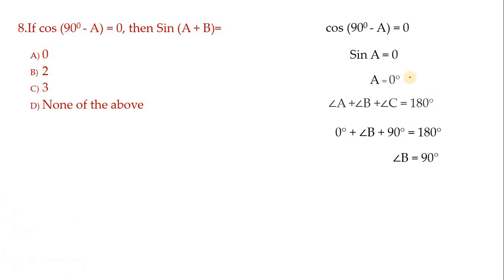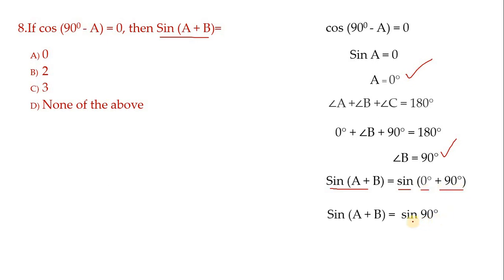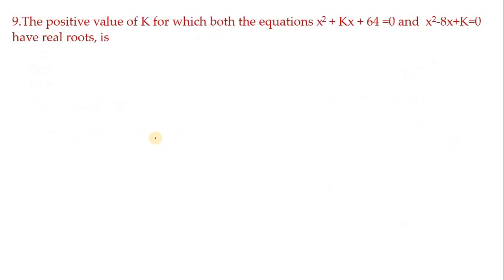Now we have the A value and the B value. Now let us substitute in this. So sin of A plus B is equal to, sin is as it is, the A value is 0 degree and the B value is 90 degree. So 0 degree plus 90 degree is 90 degree itself. So the sin 90 degree value is 1. So hence sin of A plus B is equal to 1. But in our options there is no 1. Hence you have to go with option D, that is none of the above. Move on to the next one.